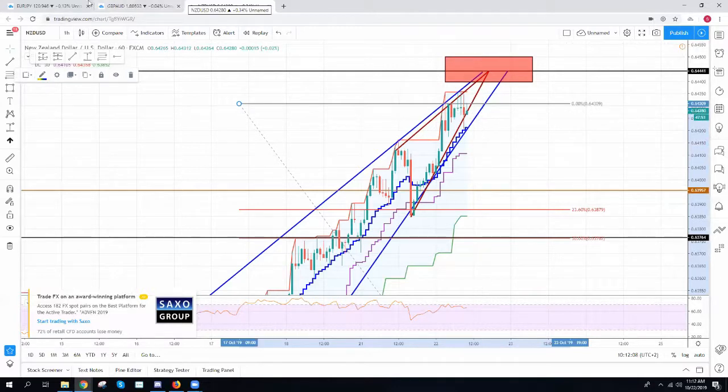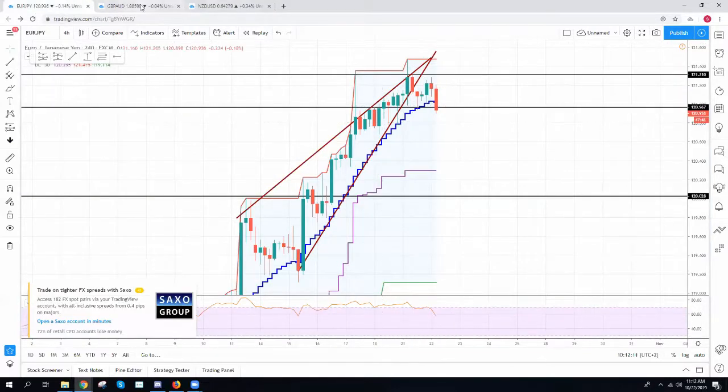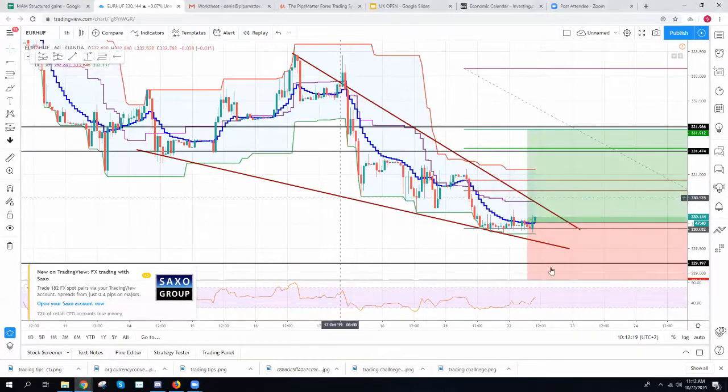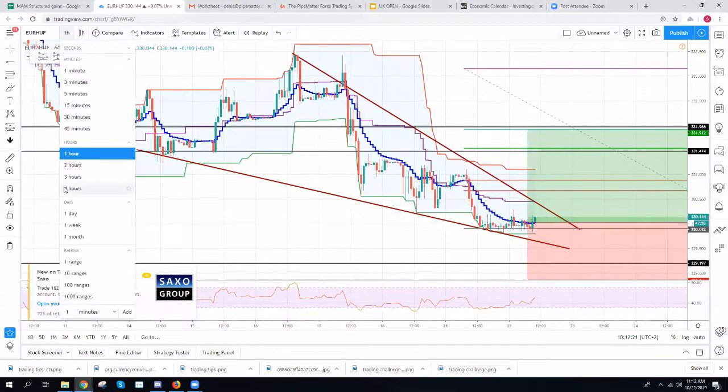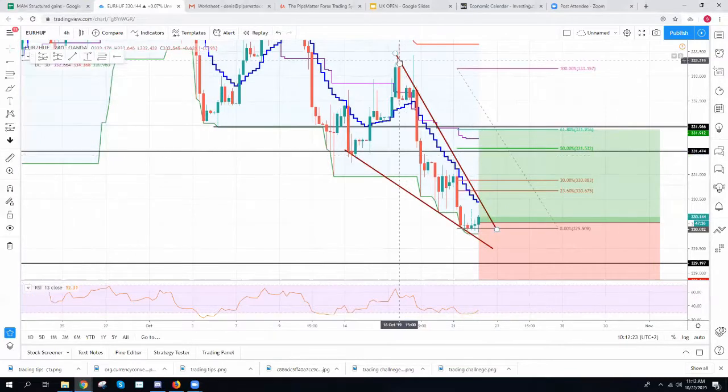Now, NZDUSD also looks good, and EURJPY also looks really good. So let's check EURHUF as well. EURHUF's coming up, which is good. We're going to see how that works out.